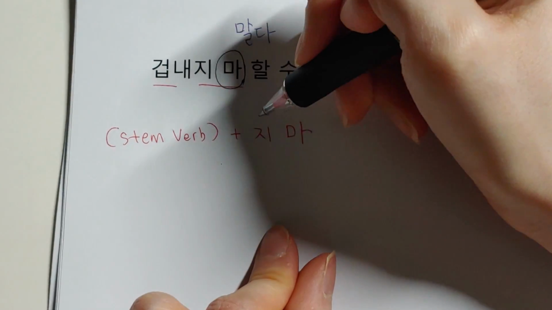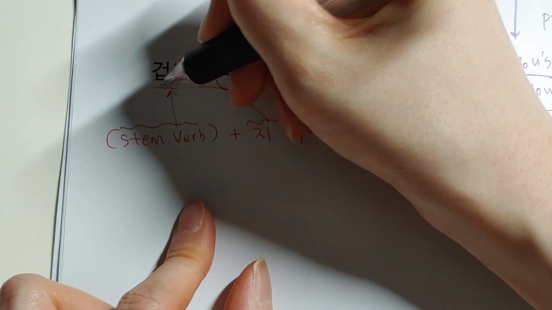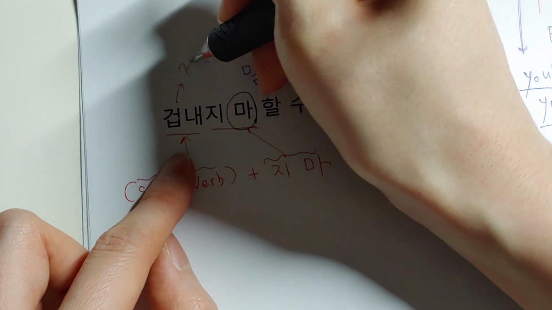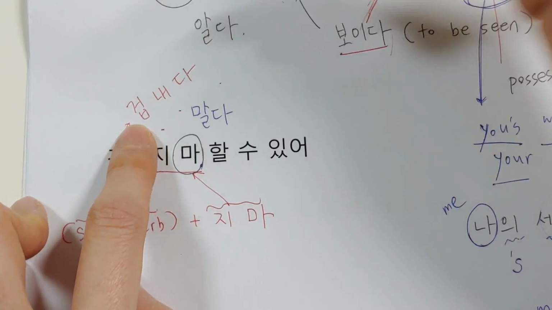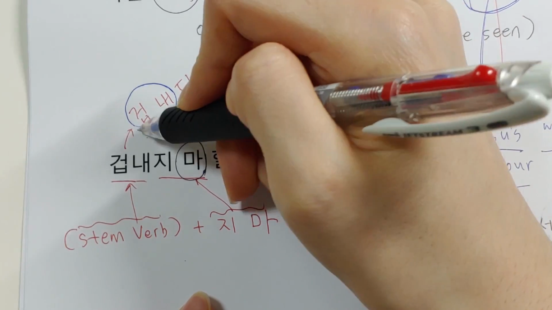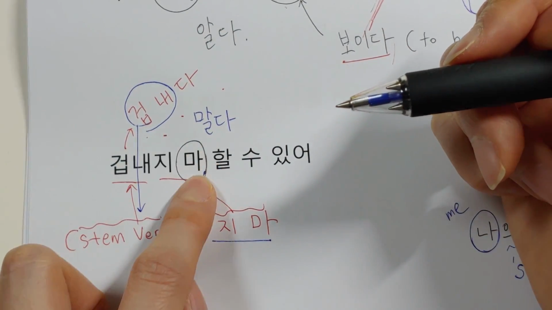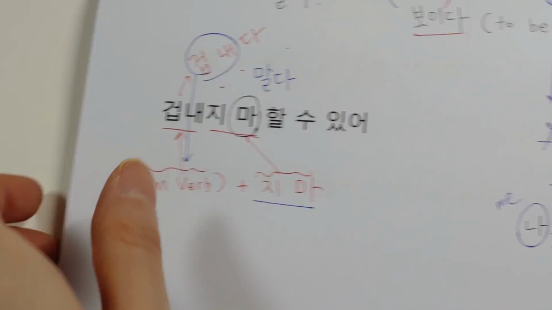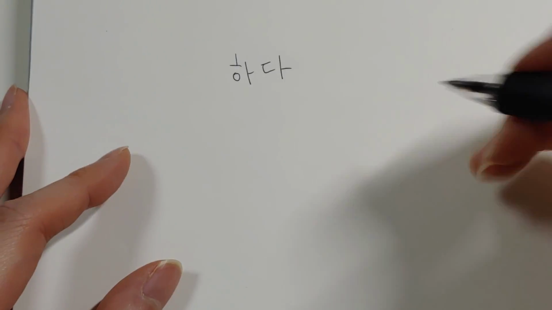So like here, 겁내지 마. 겁내지 마. So 지마, and the stem verb is 겁내. So this stem verb comes from 겁내다, which means to be scared or to be afraid. And by mixing the stem verb with 지마, 겁내지 마, it becomes don't be afraid. So let's practice a bit more with other verbs. 하다 means do.